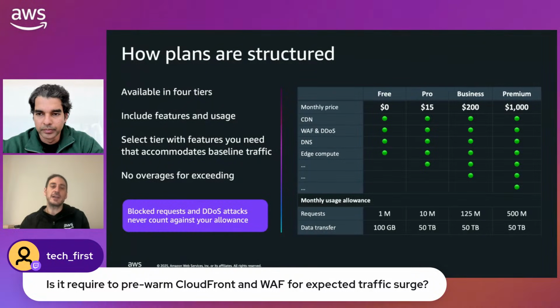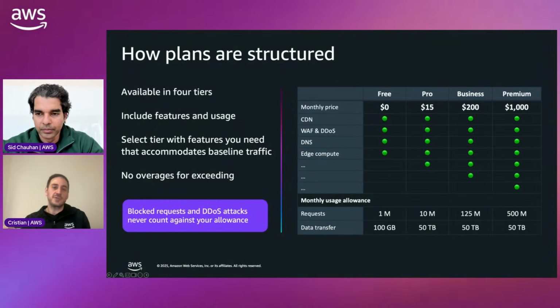These monthly usage allowances are really guidance for you as a customer to know where you should be. They're a way to right size your application. So, for example, if you're doing 5 million requests, you don't need to go into the business tier unless you want those additional features. But they're really for you to just think of as guidance for which tier to select.